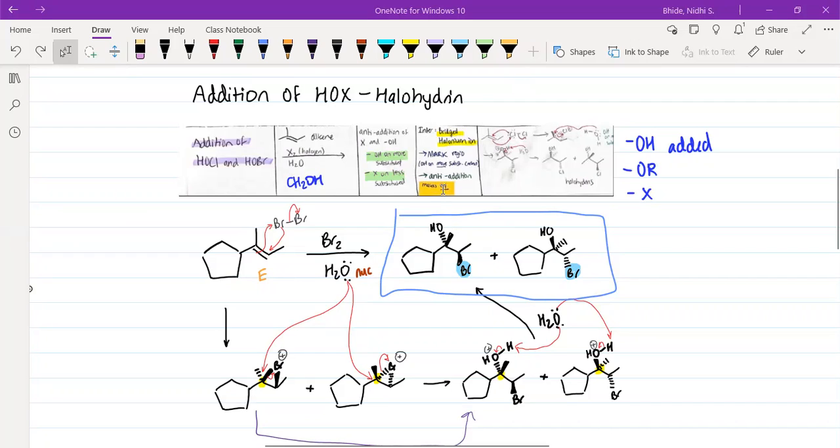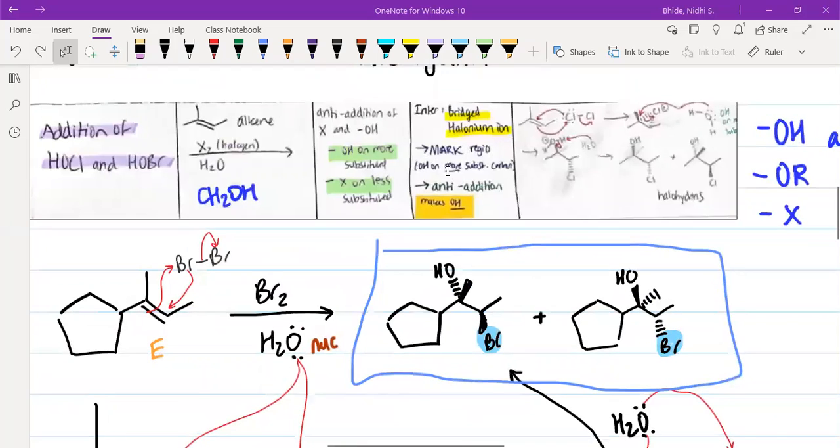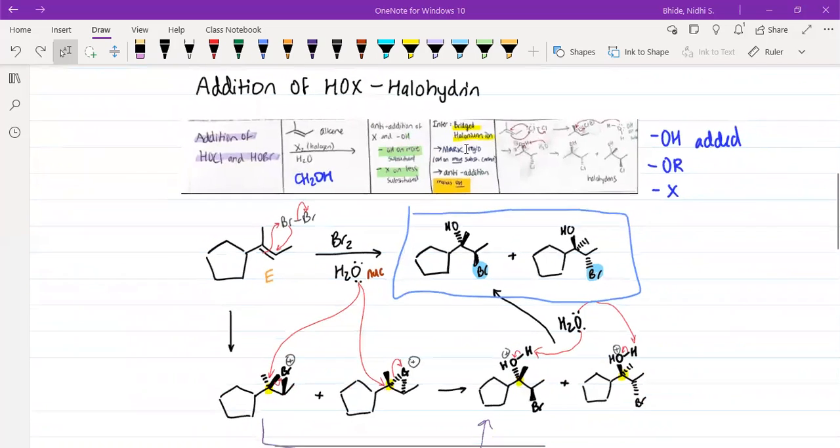Once again, anti-addition, like I said, and there will not be any specific regiochemistry for the X or the halogen, but we will have Markovnikov chemistry for the oxygen-containing molecule. We're going to put that OH group or that OR group on the more substituted carbon when we attack the bridged halonium intermediate. So let's get into the mechanism.